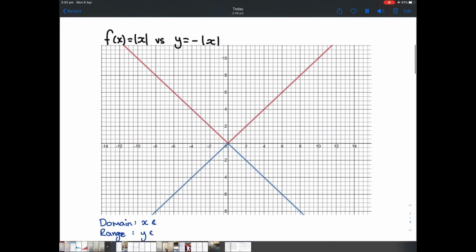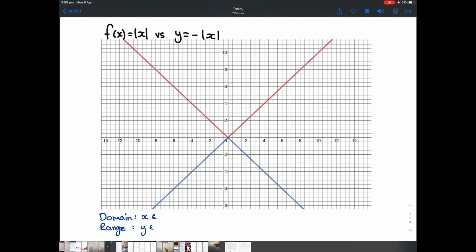So the first one we're going to compare is the graph of y equals negative absolute value of x. And one thing to notice here is that the sharp point is in exactly the same location. And it's exactly the same location because when does the absolute value of x equal 0? Well, that's when x is equal to 0. So that's why our sharp point's there.